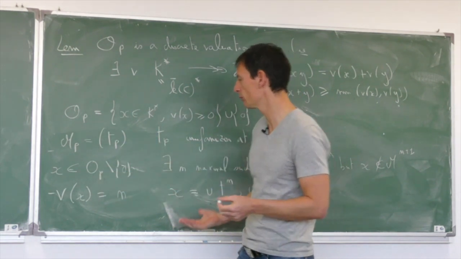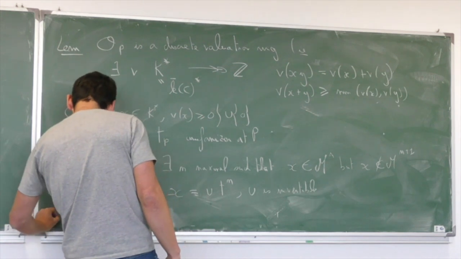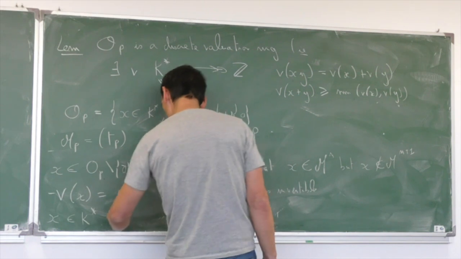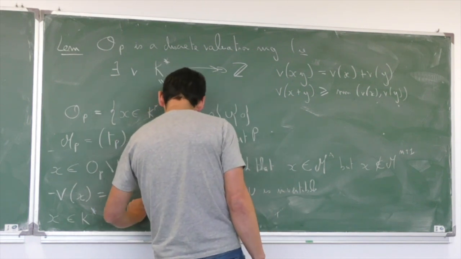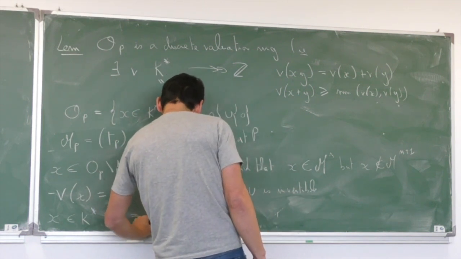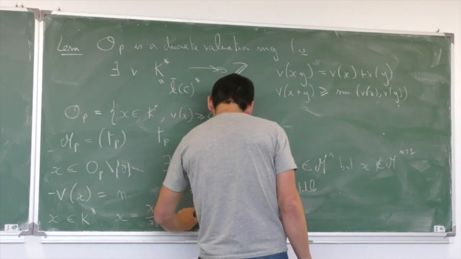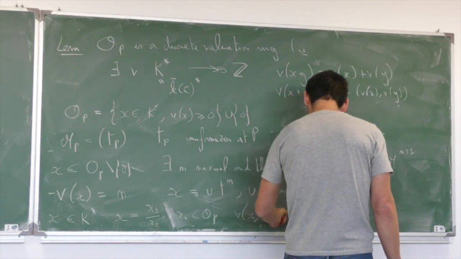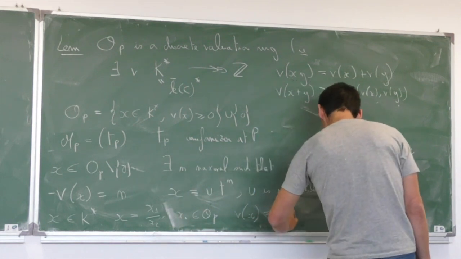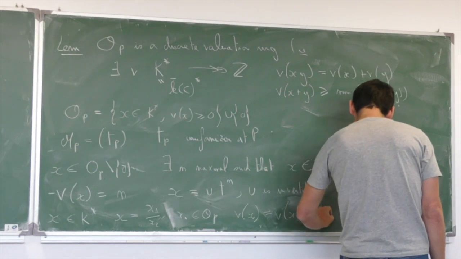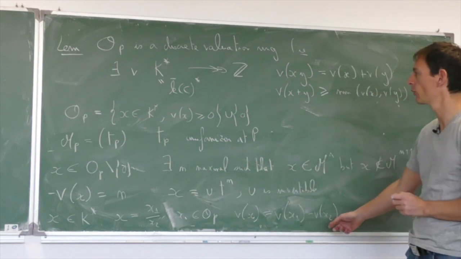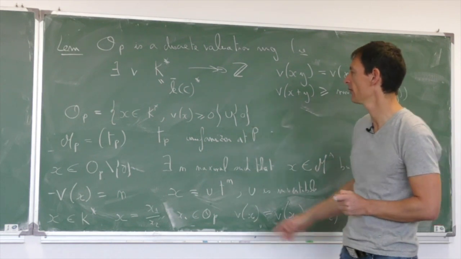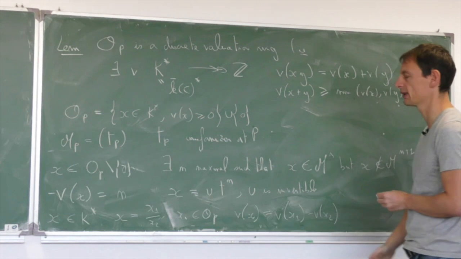What are you going to do if you have an element x which is in K star? Then it means that x is in the fraction field, so it's a quotient x1 over x2, where the xi are in O_P, and the valuation of x is just going to be the valuation of x1 minus the valuation of x2. And with this, of course, you can also prove the last missing part, that O_P is exactly the x which have a non-negative valuation.